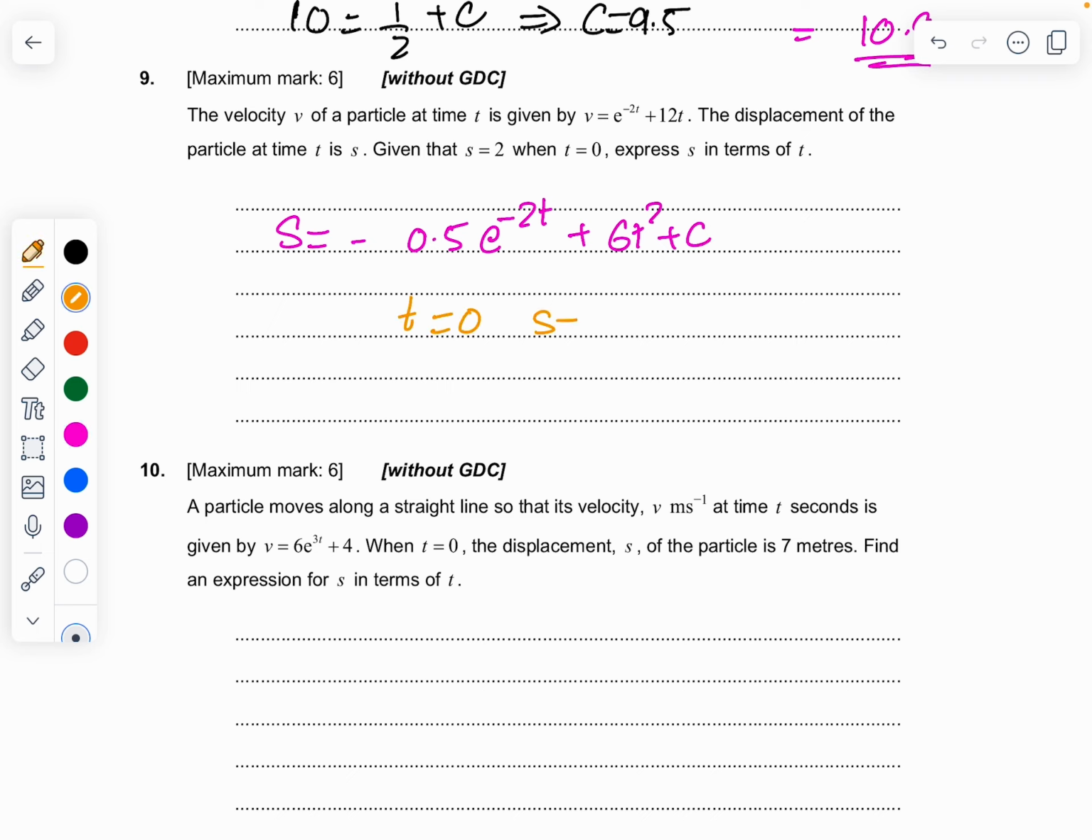At t equals 0, s equals 2. So 2 equals minus 0.5 e power 0 plus 6 times 0 plus c. This gives me c value as 2.5. So what is the formula now? s equals minus 0.5 e power minus 2t plus 6t square plus 2.5.